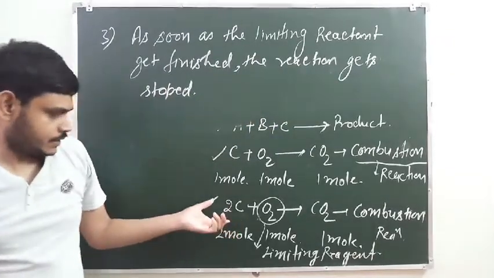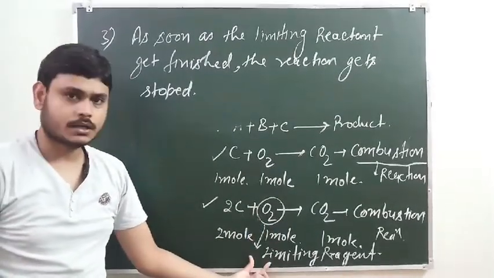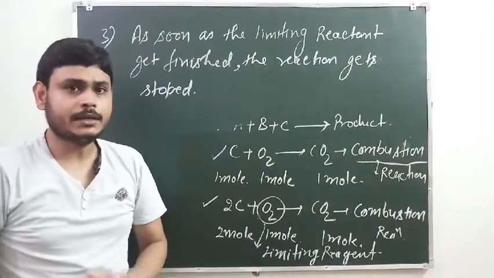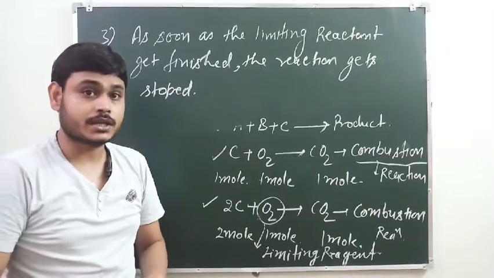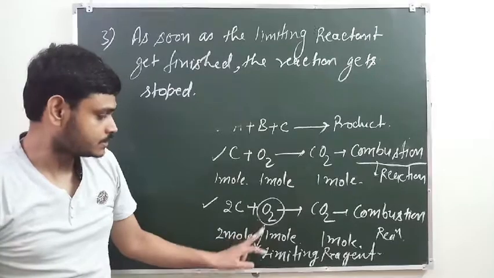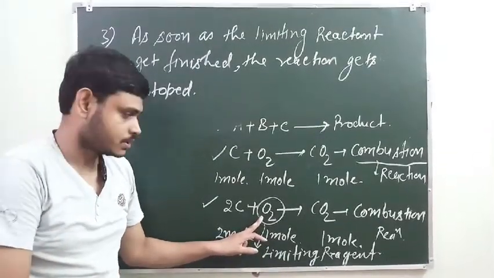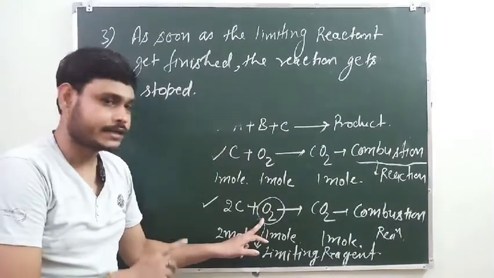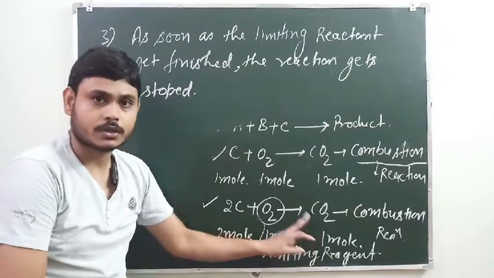Clear? In this reaction, the limiting reagent is oxygen. Clear? Because we know that the limiting reagents are those reactants which get finished first in the reaction. So the oxygen is the limiting reagent, so oxygen gets finished first, and as soon as the oxygen reactant gets finished first, the reaction gets stopped. Clear?